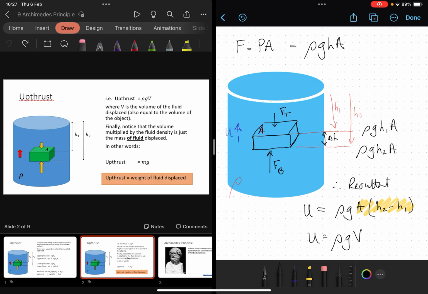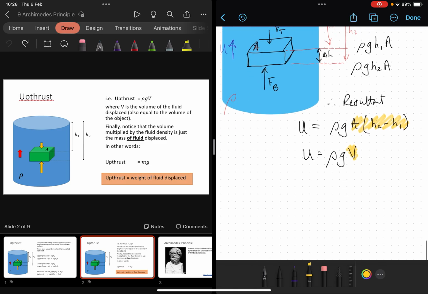Now you're going to have to be very careful along the way here with all of our notations. V here is the volume of the object, isn't it? But actually, if that object is fully submerged, the volume of the object and the volume of the fluid that we displace is exactly the same. So this V here can mean either the volume of the object or the volume of the fluid that's displaced, as long as that object is fully submerged.